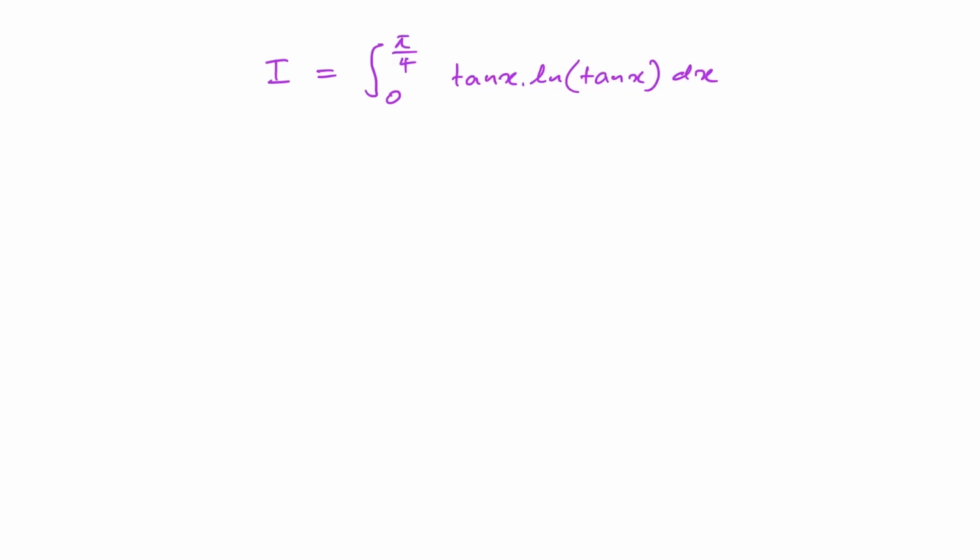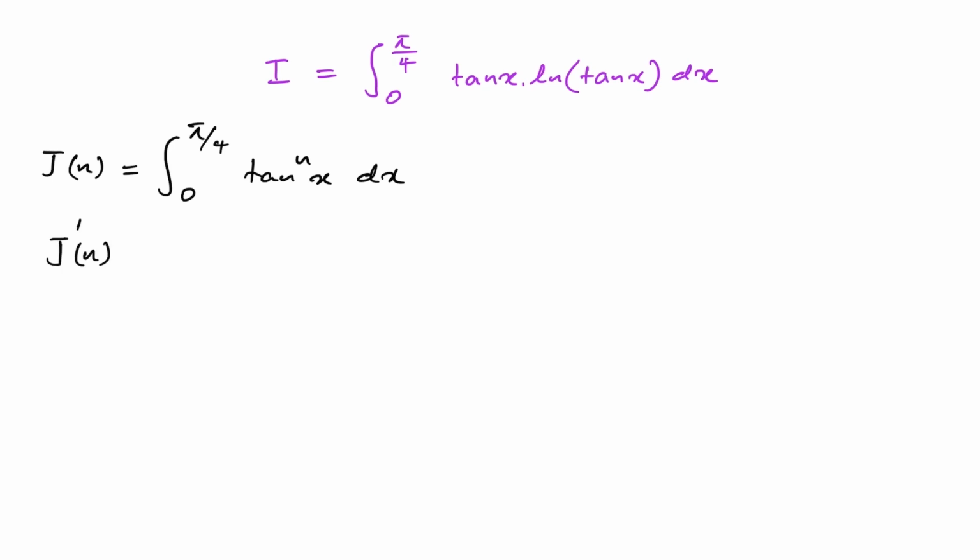In this video we are going to solve this nice integral from 0 to pi over 4 of tan of x times natural log of tan of x dx. So how to begin? Well, first I'm going to define an integral, J of n, equal to the integral from 0 to pi over 4 of tan raised to the n power of x dx. Then I'm going to differentiate with respect to n.